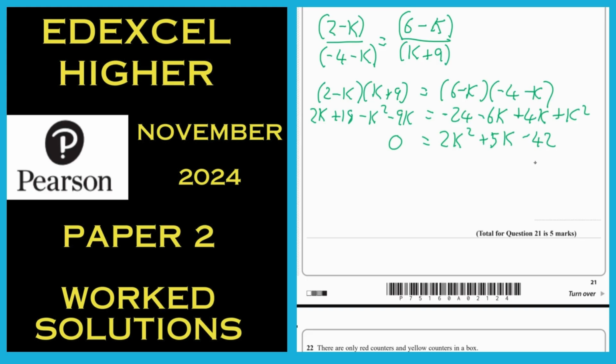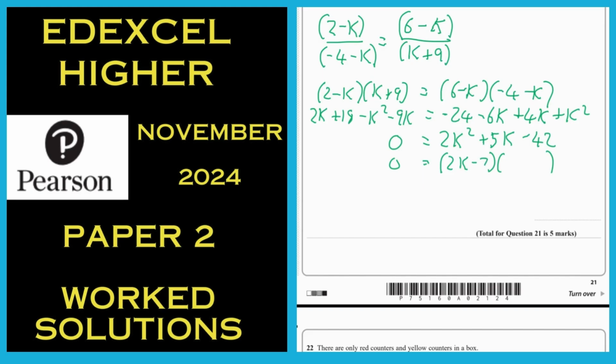As always, when you get to this stage, if you prefer the quadratic formula, go for it. A is 2, B is 5, C is minus 42. But it does factorise. If you want to practice the AC method, now's your chance. I've already done it, so I'm not going to do it again.